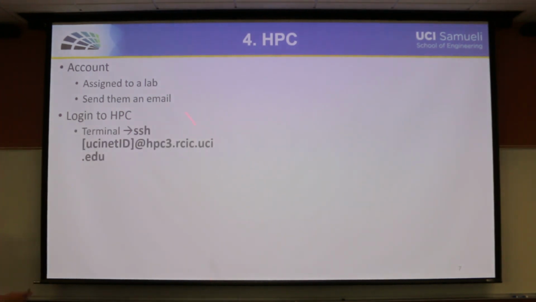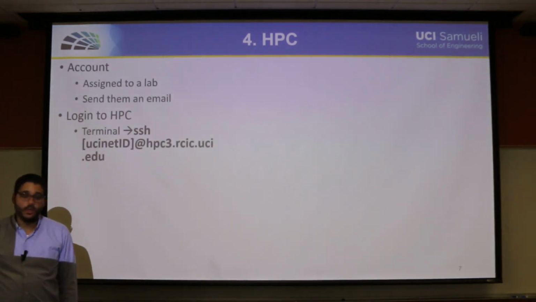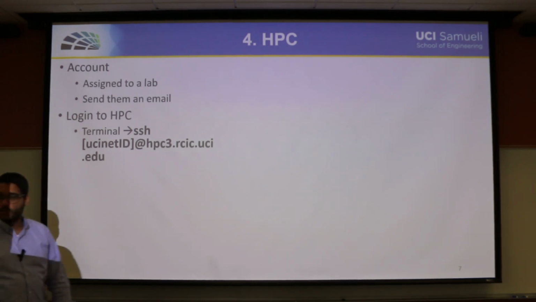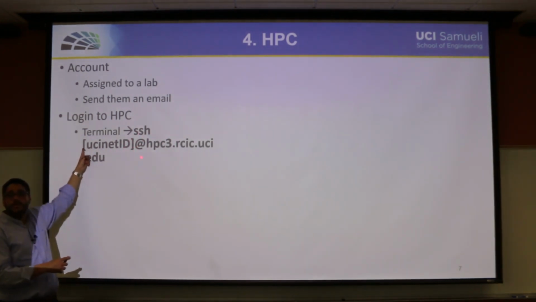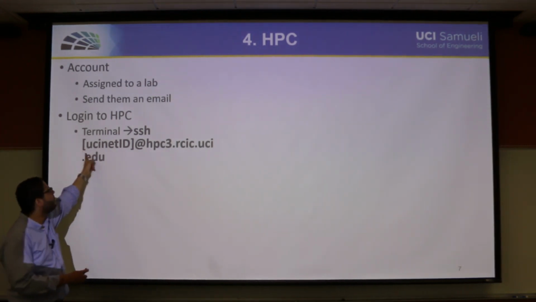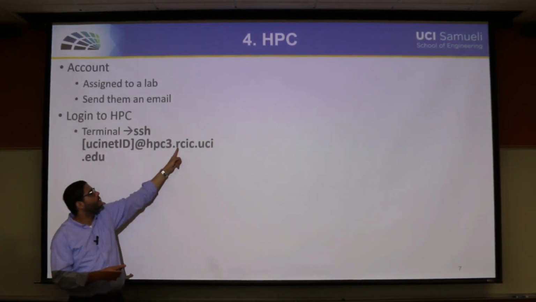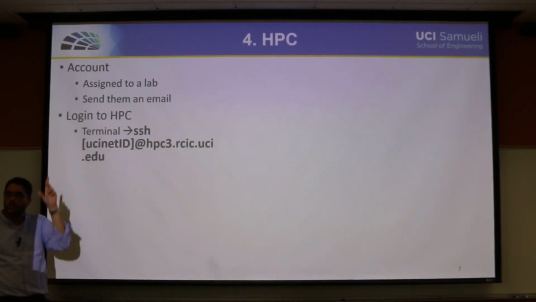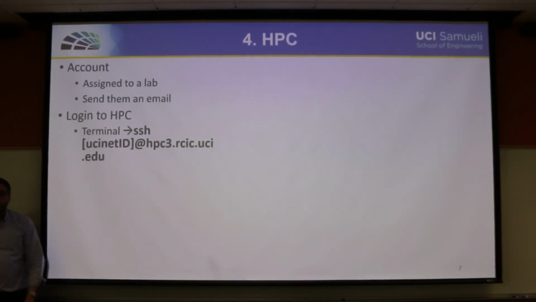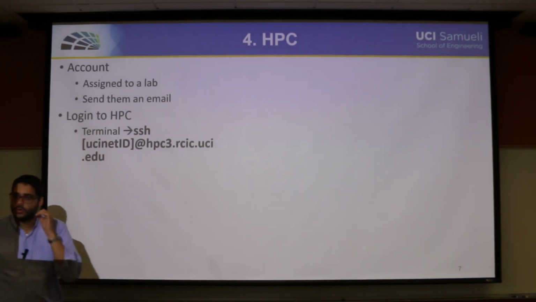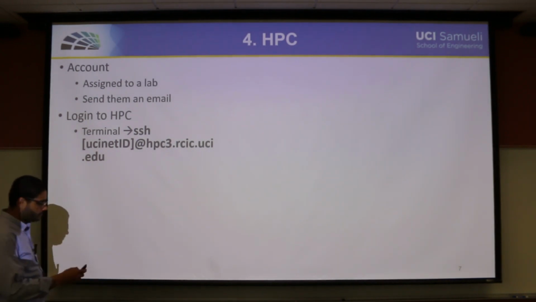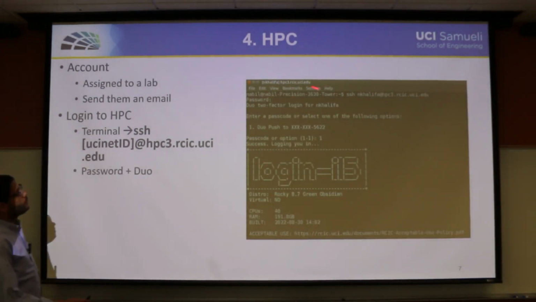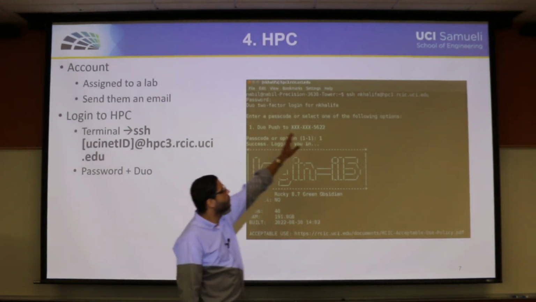So let's see how we can log into the HPC. To log into the HPC from the terminal or the command window, you need to write this line: SSH, then your UCI net ID, then at hpc3.rcic.uci.edu, and then hit enter. While doing so, you must be connected to a network on campus, or activate the UCI VPN.